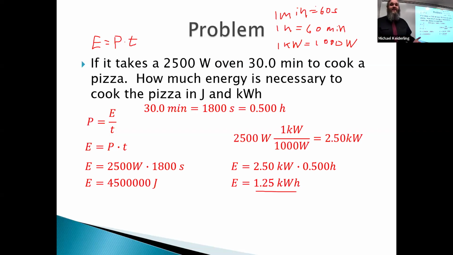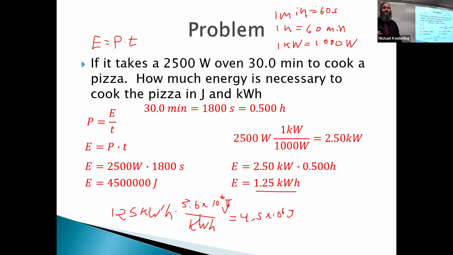And lastly, we can check that those are the same. We can do the conversion. 1.25 kilowatt hours times 3.6 times 10 to the 6 joules per kilowatt hour gives us 4.5 times 10 to the 6 joules. So 4.5 megajoules or 1.25 kilowatt hours. Those are the same amounts. But your electric bill will be in kilowatt hours.